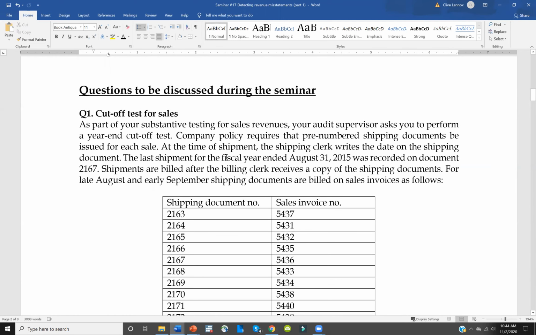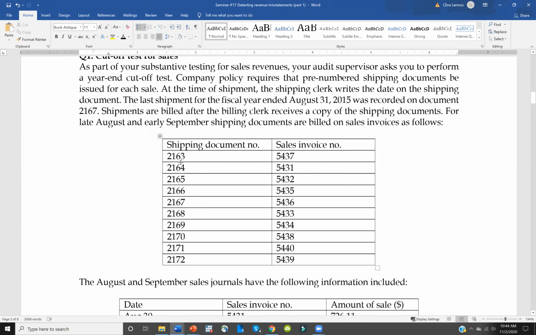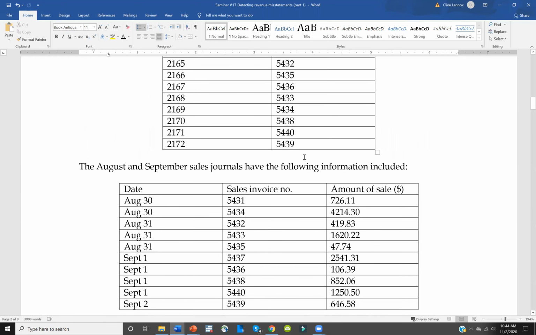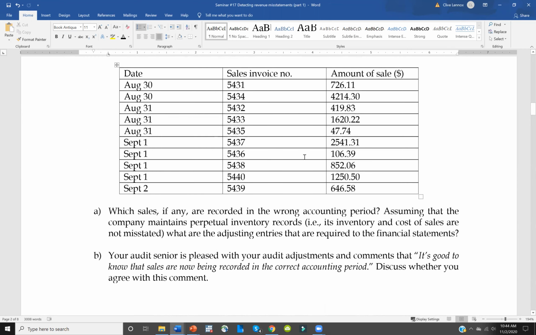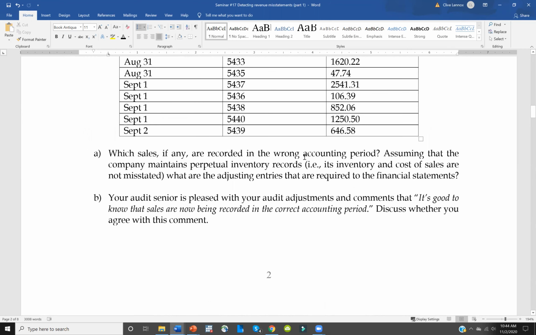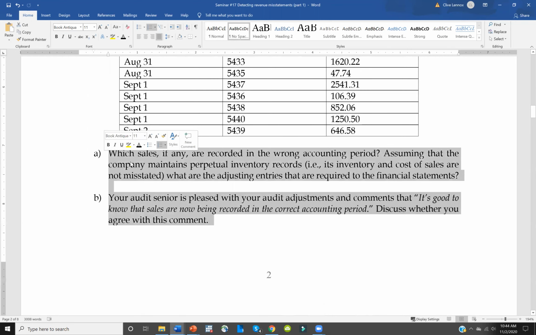Okay, so the questions to be covered in the seminar, I have one question which is a cutoff test. So a very practical example here where you're given the numerical sequence of shipping documents and sales invoices, and you're asked to identify which are recorded in the correct period and to identify what the misstatement is during the year. Okay, so this is a cutoff test.